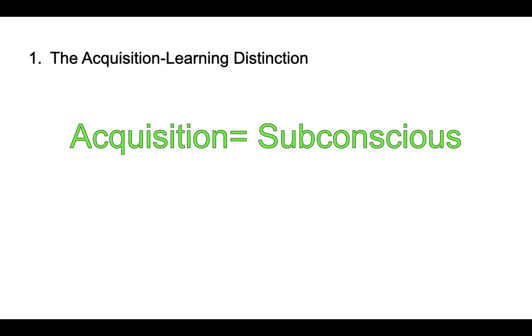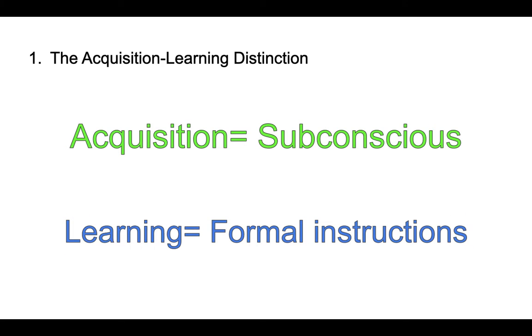The acquisition learning distinction pretty much says that acquisition is subconscious. It's the way a native speaker learns the language. So through experience, through people telling them what the names of objects are without explaining the reason, it's acquisition. So this is the way a native speaker learns a language, in this case, what we're talking about, English. And learning is actually a formal instruction. So this is where the teacher supports the language with structure.